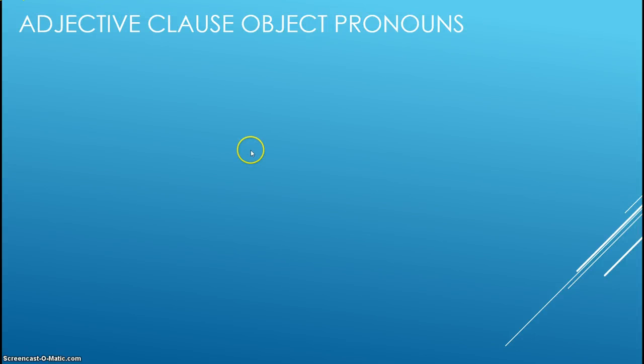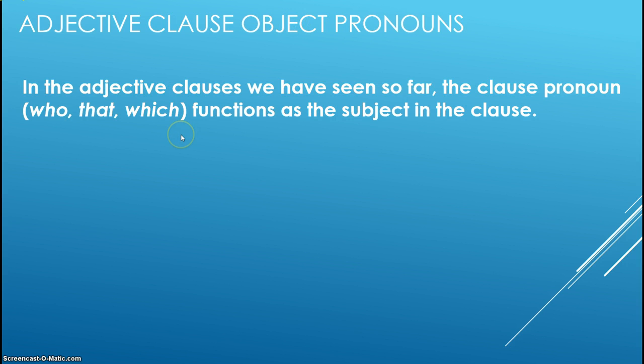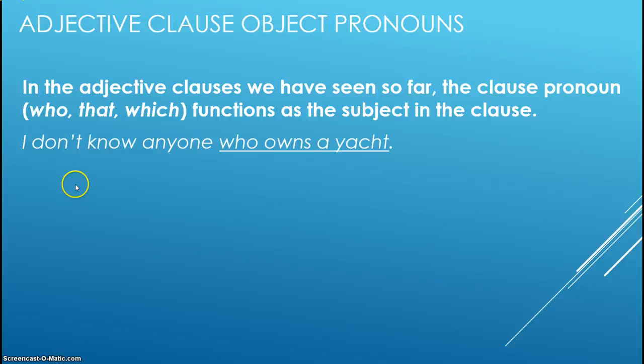Now, here's the other main point of today's lesson, just one more. Adjective clause, object pronouns. Now, let's jump in and see what that means. The adjective clauses we have seen so far, the clause pronoun, who, that, or which, are clause markers, functions as a subject in the clause. They always have before. So let me show. I don't know anyone who owns a yacht.